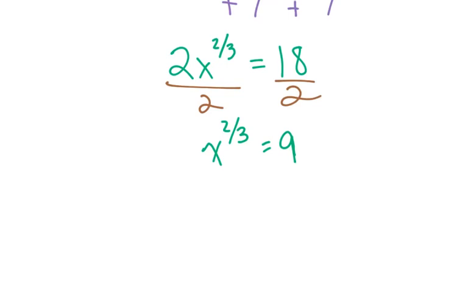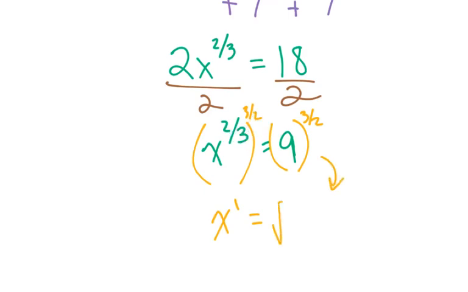So what we want to do is get rid of this exponent. We want to make it just x to the 1st power. The only way to do that is to raise it, both sides, to the reciprocal power, so to the 3/2. That way these would multiply, they'd become just x to the 1st, and then this becomes the square root of 9 cubed.